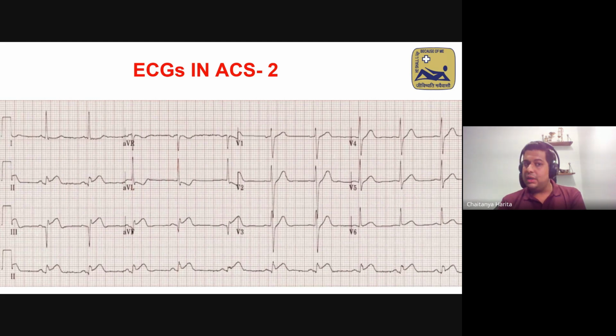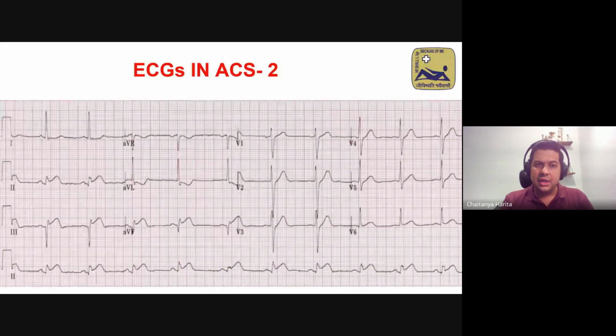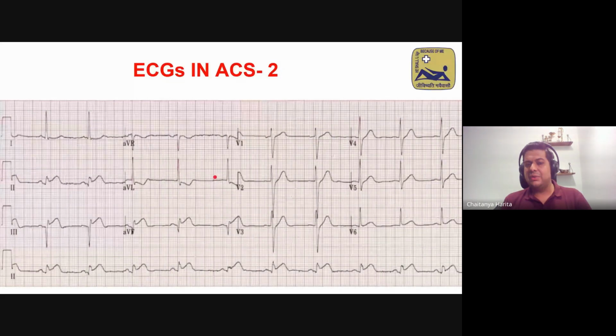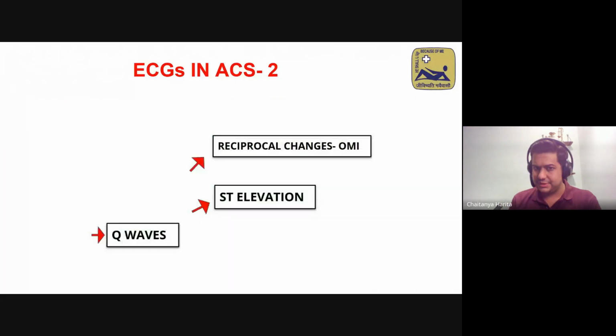Now, what is grossly abnormal when you look at the ECG? If you look closely at 2, 3, AVF, you can see ST elevations, right? You can see ST elevations in 2, 3, and AVF. You can also see some ST depression in AVL as well, right? Which is something you don't expect. But here you can see ST elevations classically in 2, 3, AVF, which are concave upwards, right?